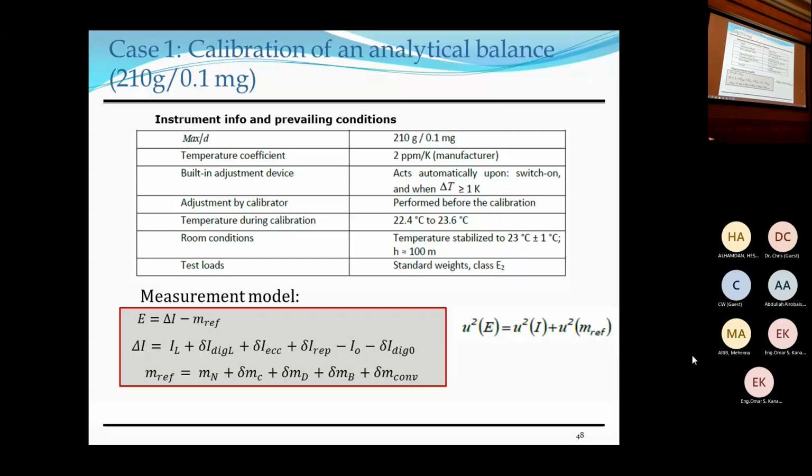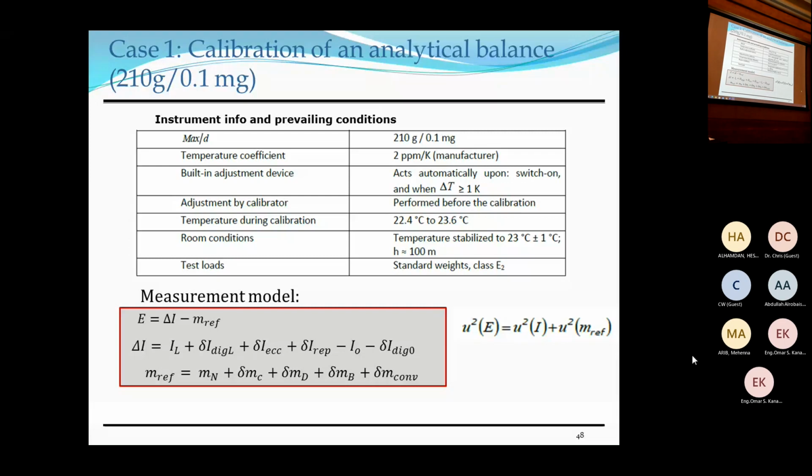Delta I is the difference between IL and I0. That's the difference between the indication when the balance is loaded and empty. Plus we have four terms which have zero value. Their expectation is zero. However, they do contribute to the uncertainty. These are the limited resolution at the load, the limited resolution at zero, any eccentric effects that might show up because the mass is placed off-center, and repeatability.